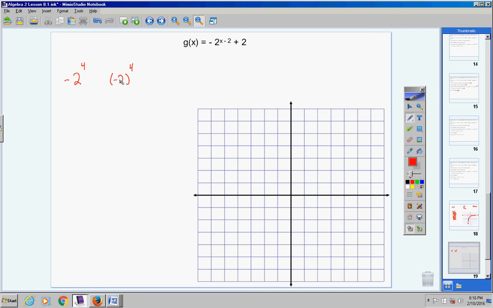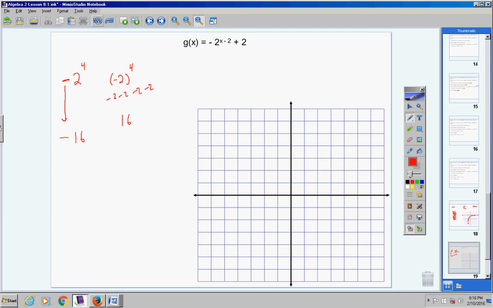So you would take negative 2 times negative 2 times negative 2 times negative 2, and you would get positive 16. Over here, this is not part of your base, so you'd bring the negative down. Then you would take 2 times 2 times 2 times 2, which is 16, and you would get negative 16. You have totally different answers because of the parentheses.